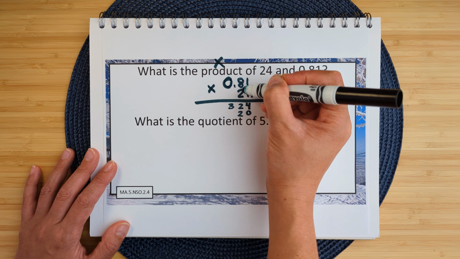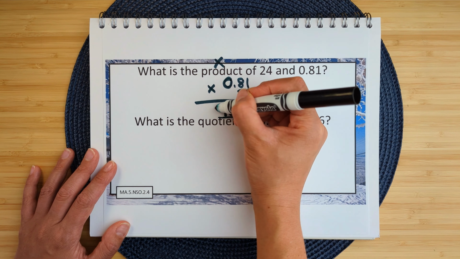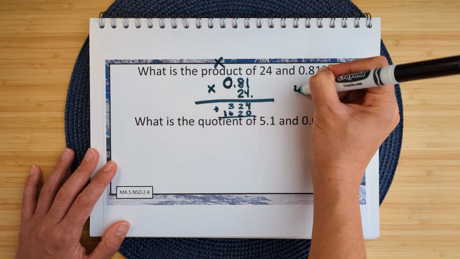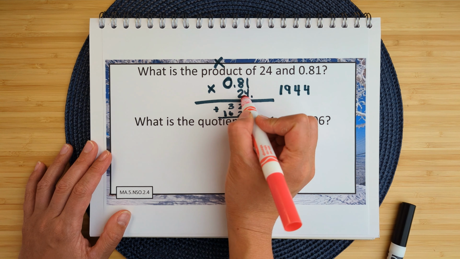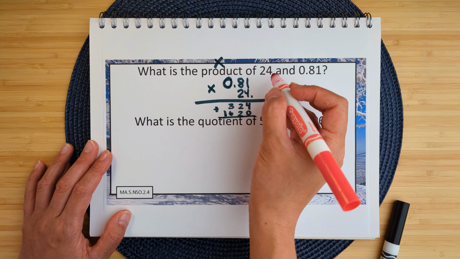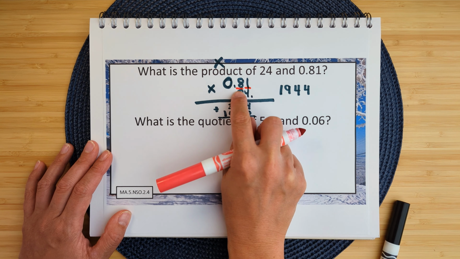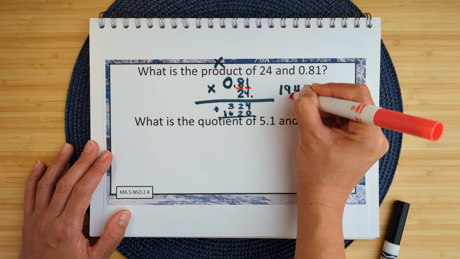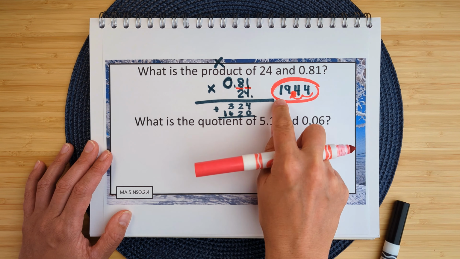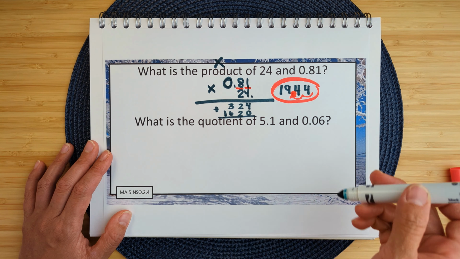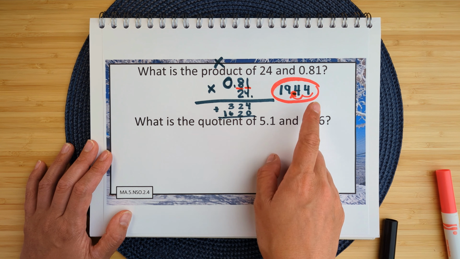2 times 1 is 2. 2 times 8 is 16. I add these two in there. Sum is going to be over here just because of space. So 4, 4, 9, 1. And then I'm going to see in the decimals that I'm multiplying, the whole numbers, how many decimals was I using? So there's 1, 2. So it's 19 and 44 hundredths. 19.44 for the multiplication.